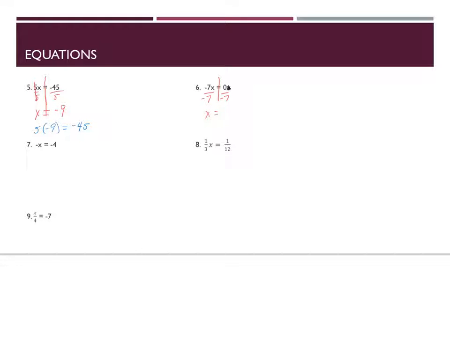0 divided by negative 7. Well, 0 divided by anything is 0. Check. Is negative 7 times 0 equal to 0? Yes.